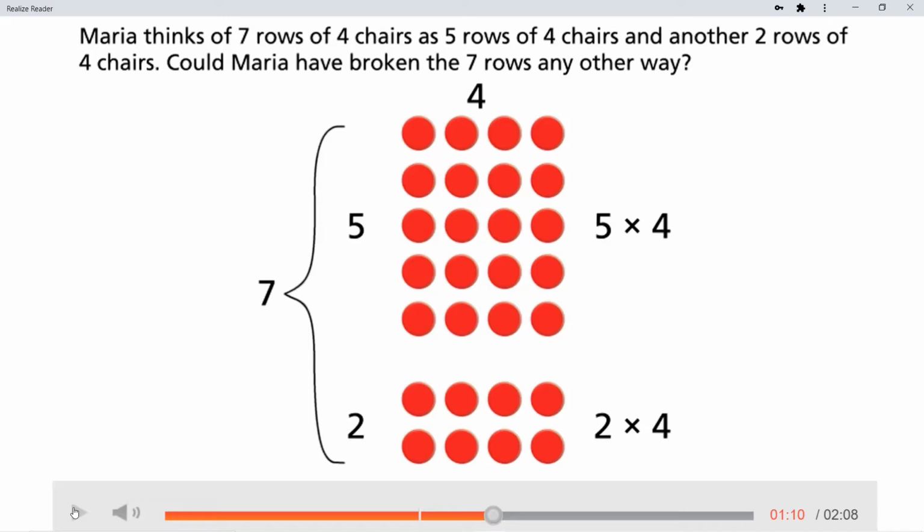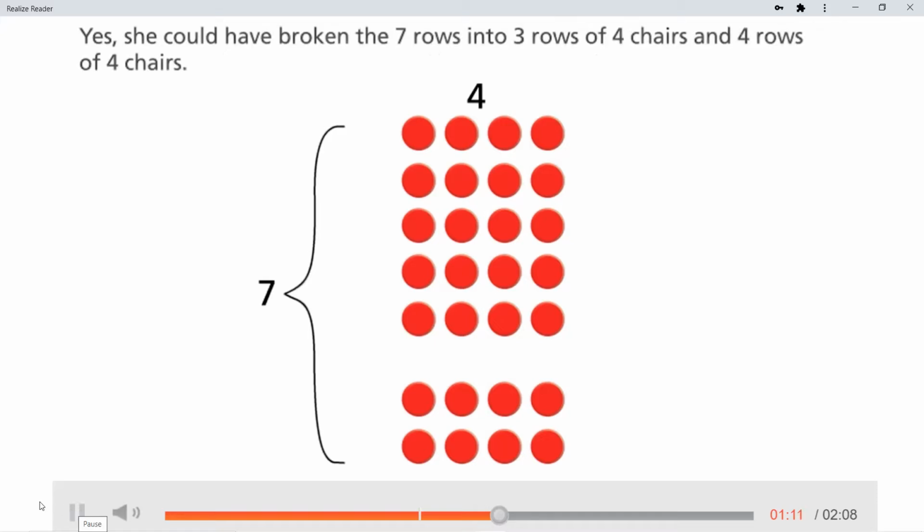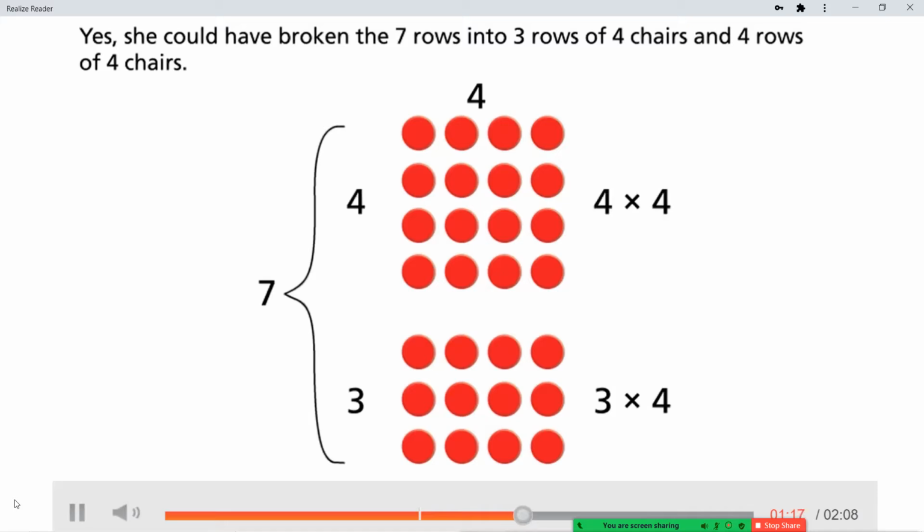Now there's more than one way you can separate an array. So you're just dividing up the rows. So how many rows are you going to count at a time? First you did 5 times 4 and then 2 times 4 because the 5 and the 2 make 7. But she can also split it as a group of 3 and a group of 4, or a group of 1 and a group of 6 rows. So there are multiple different ways you can split an array. There isn't one set way that you have to follow. Yes, she could have broken the 7 rows into 3 rows of 4 chairs and 4 rows of 4 chairs.